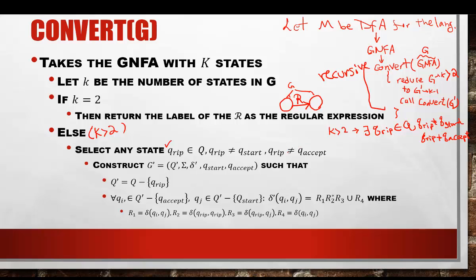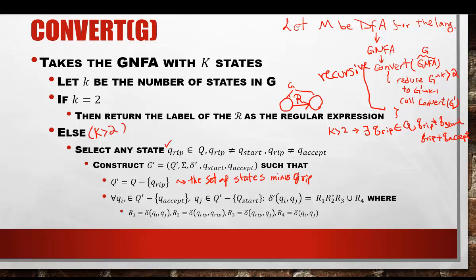So when you have found that Q rip, what you will do is construct a G prime, a new GNFA, that is a 5-tuple (Q prime, Sigma, delta prime, Q start, Q accept), such that Q prime is Q minus Q rip. So now this Q prime is the set of states minus Q rip.